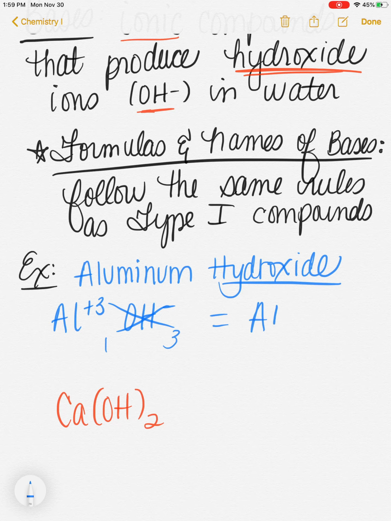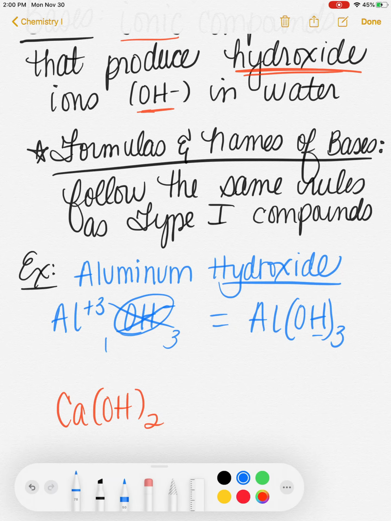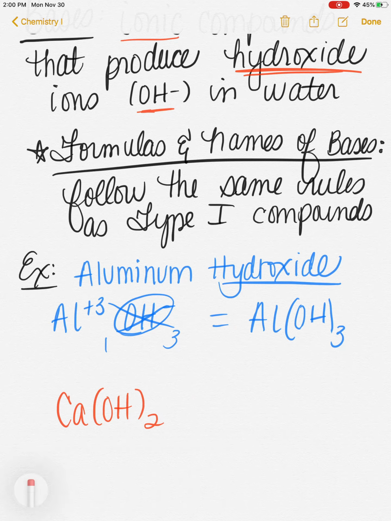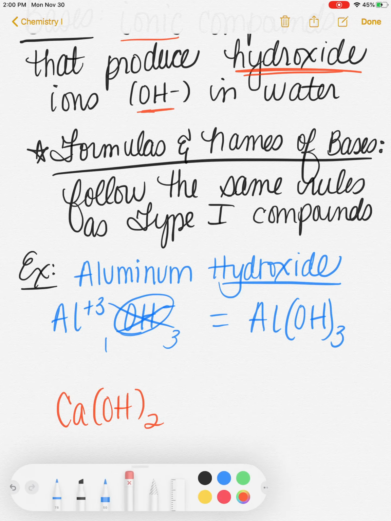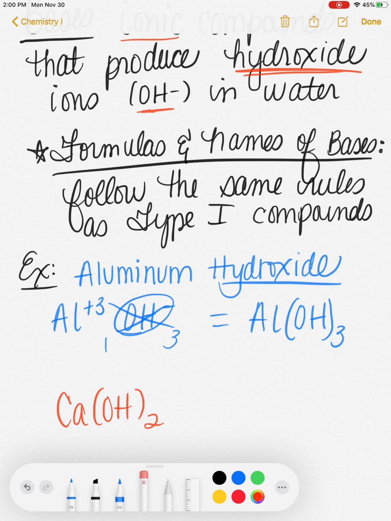A lot of times as students are learning this, I will see them write AlOH3. The problem with writing that way is this puts the 3 only on the hydrogen and just 1 oxygen. We need 3 of the entire hydroxide ion. So you need to put parentheses around your hydroxide ion. Whoops, that was not good. I erased way too many things. Okay, how about that? So you would best write this as Al(OH)3.